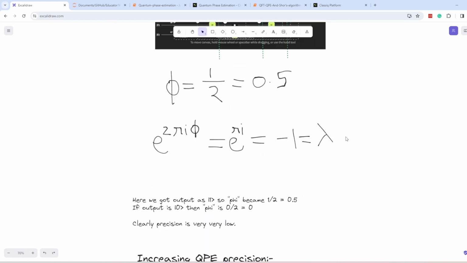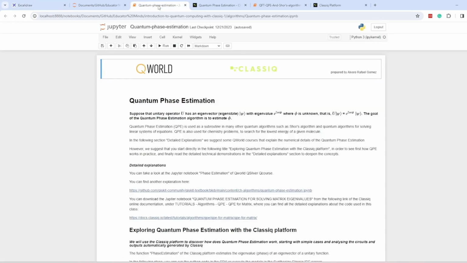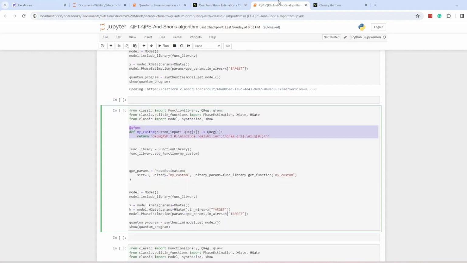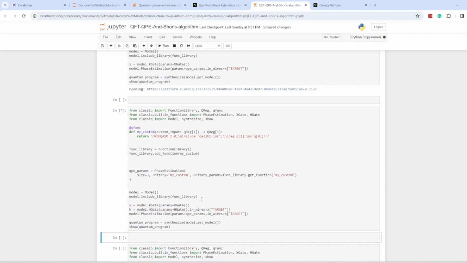Let's run the code in Classiq. So here we are using Qasm, we are defining the X gate here, and first we are applying the X gate to our input, then we are applying the Hadamard gate, so it will take it to the minus state, and then let's execute it.